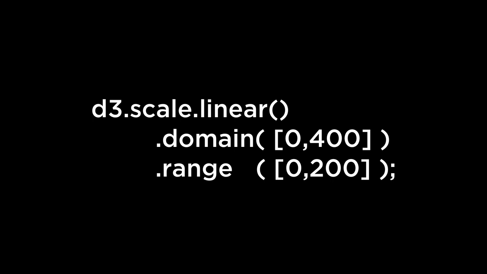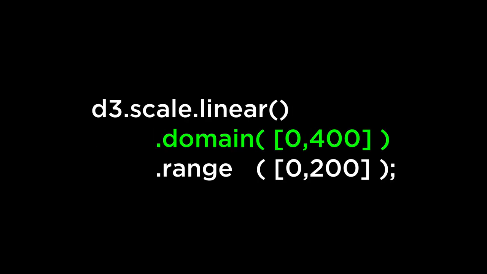Using the D3 scale linear, we can tell D3 that the initial data covers 0 to 400, and we want it to cover 0 to 200 after it has been scaled. This figures out what the correct math for the right M and B should be. Let's take a look at the domain operator for the D3 linear scale first.